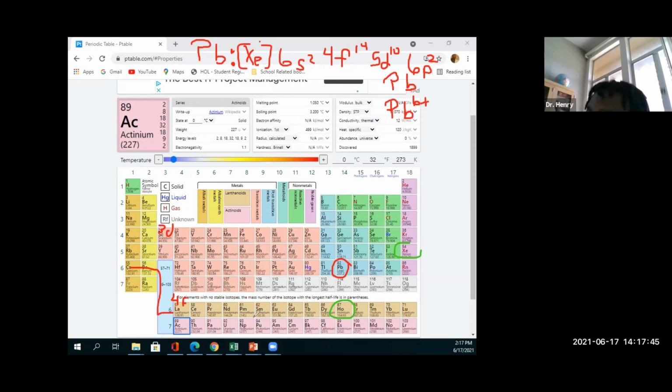my bad, 4f14, then back up here, because this is where it goes back up to, because it goes 7s1, then the 7s2. Then it goes 5d10, and then 6p2. You guys see it? Do you guys see that route? Okay, simple. Okay, so now we want to talk about Pb 6+.